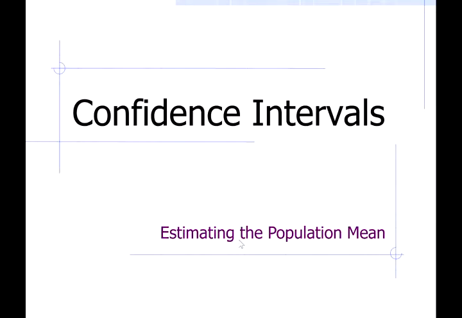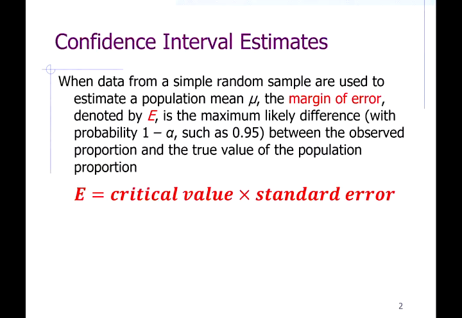In my last video, I talked about confidence interval estimates in general, and specifically confidence interval estimates of the population proportion. In this video, I'd like to focus on estimating the population mean. I went through a general explanation of confidence intervals in my last video, so I'm not going to do the same thing here. I'm just going to jump right into confidence interval estimates of the mean.